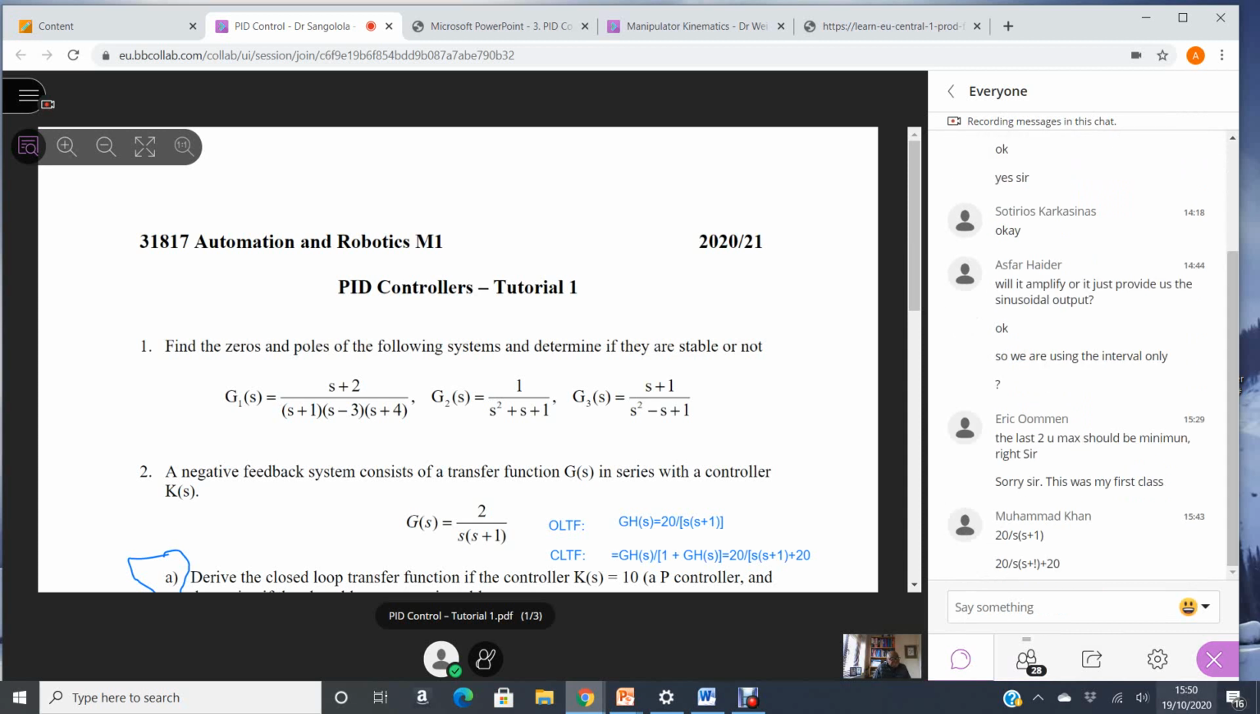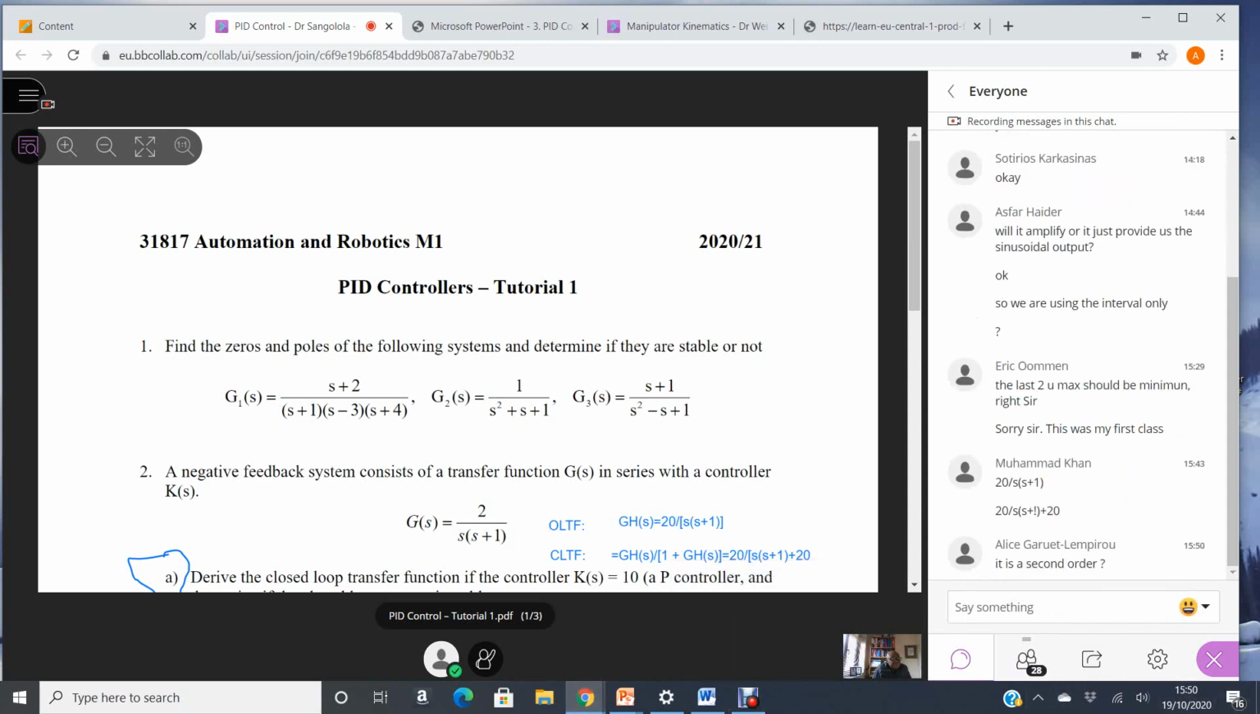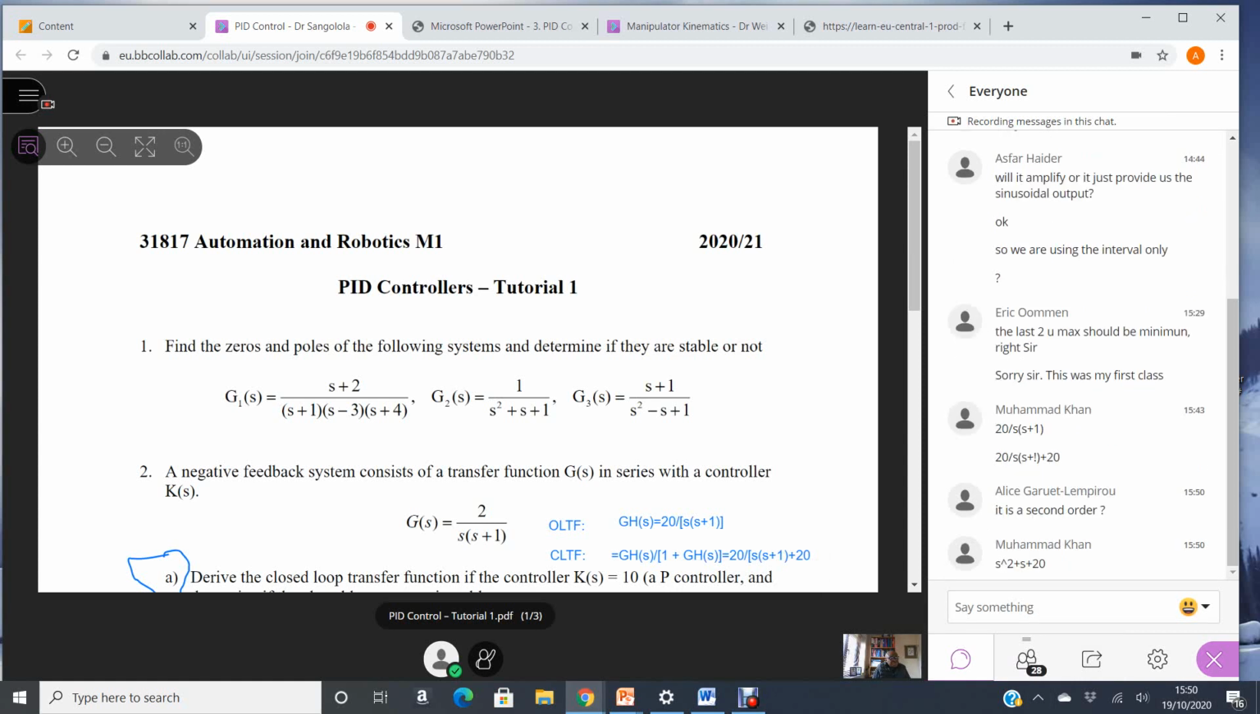Anybody? Yeah, it is second layer, yes. Yeah, S squared plus S plus 20, that's correct. Yeah.